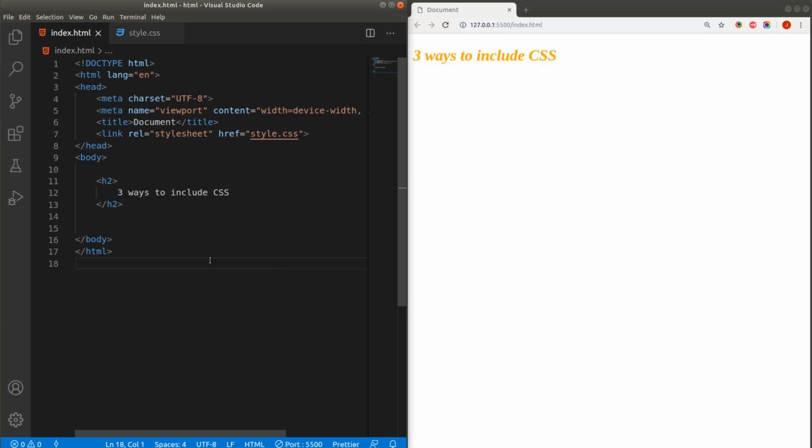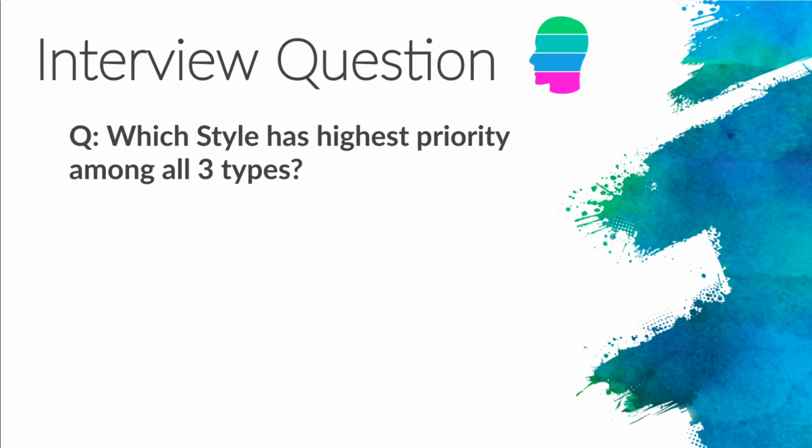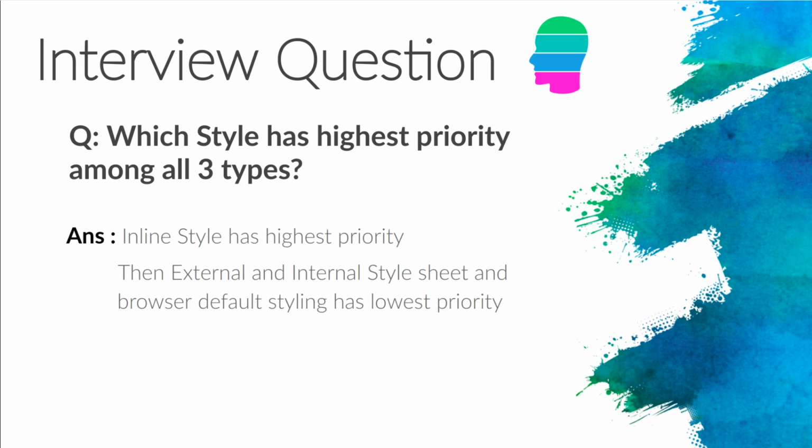So now we have seen all the ways to include CSS in our HTML web page. So it's time for an interview question. The interview question for this tutorial is, which style has the highest priority among all three types? And the answer to this question is always inline style, because inline style always has the highest priority. Suppose you apply color blue in the external style sheet, and you apply color red in the inline style, then the color of your heading will always be red, because inline style has the highest priority. So always keep that in mind.